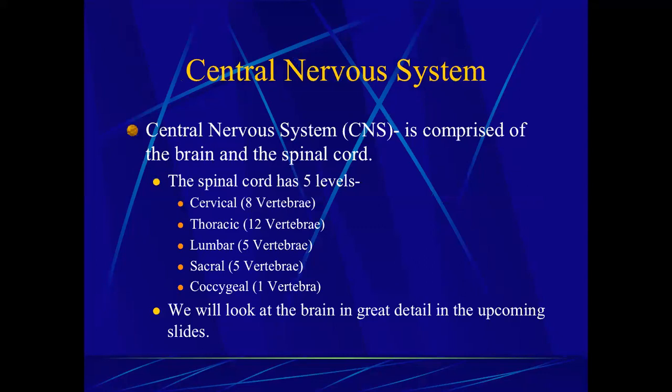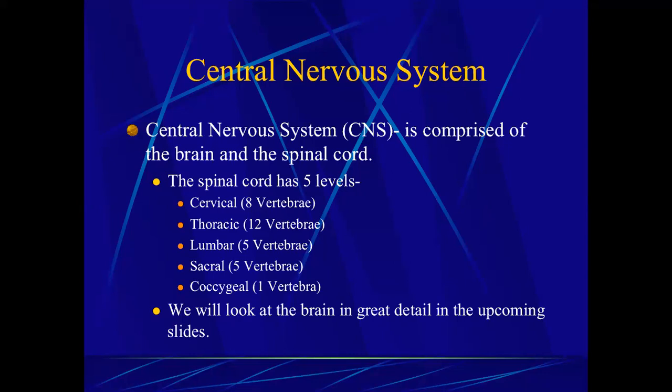So let's talk about the central nervous system. The central nervous system is comprised of the brain and spinal cord, as I said. But because I have a whole section on the various brain structures, I'm going to put that to the side for now, right? Let's talk about the spinal cord. The spinal cord has 5 levels. You have the cervical, thoracic, lumbar, sacral, and coccygeal levels of the spinal cord. And I put it in order from top to bottom.